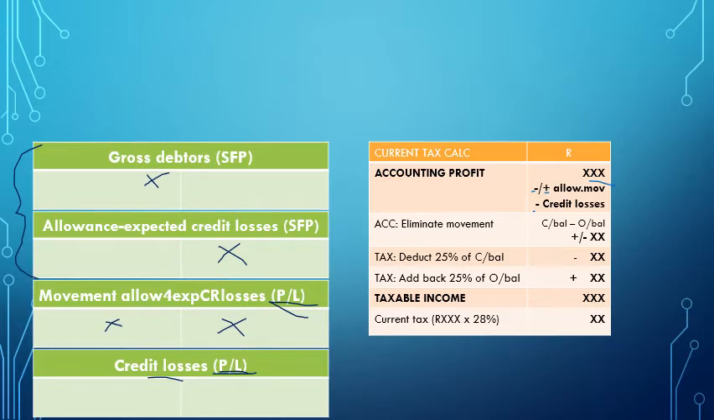So for tax purposes, what we now have to do is we first of all have to eliminate the accounting movement for the allowance to get rid of it. The credit losses amount stays there because we want that deduction. For tax purposes, we get the deduction for our total credit losses, our actual credit losses. But then for the allowance, what happens now is we have to deduct 25% of our closing balance, but we have to add back 25% of our opening balance to get to our taxable income at the end of the year.